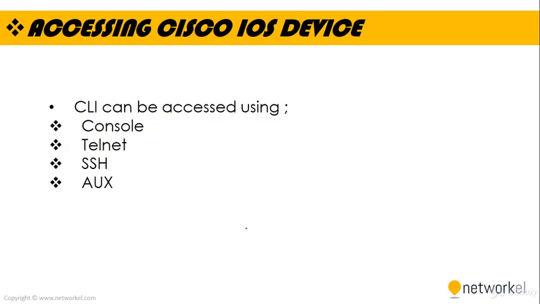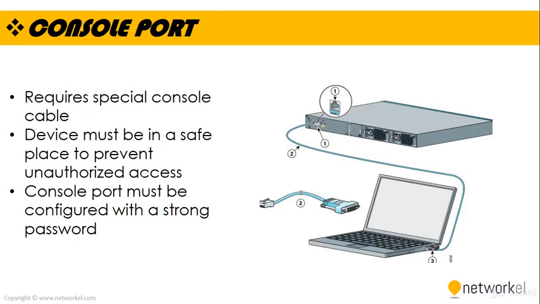The Cisco IOS Command Line Interface (CLI) is the primary user interface used for configuring, monitoring, and maintaining Cisco devices. CLI can be accessed using console, telnet, SSH, and aux ports. Let's start with the console port.